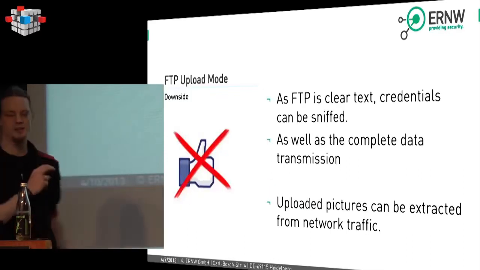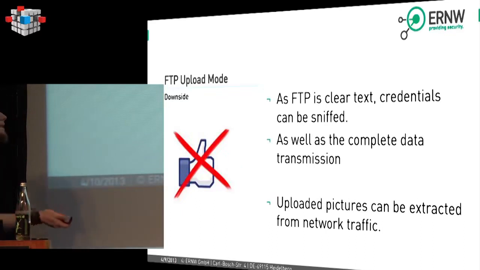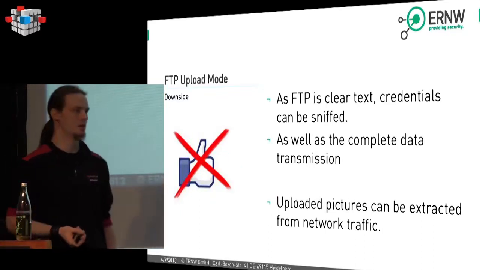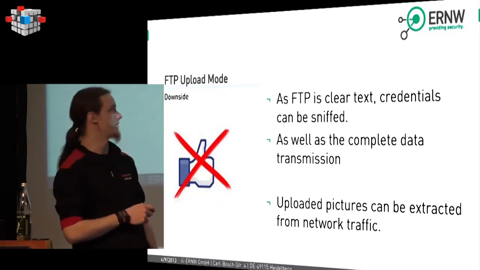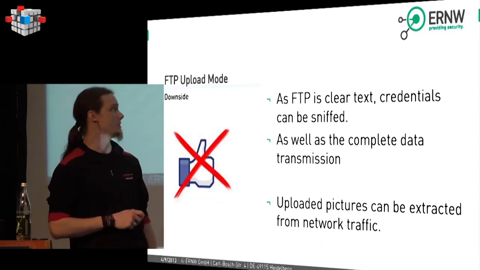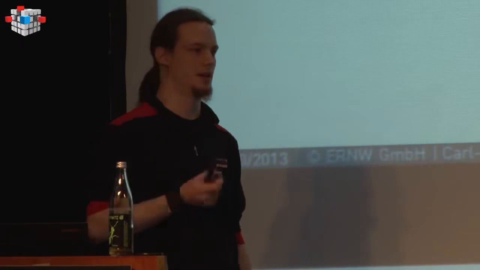Okay, so the downside with the FTP upload mode is, FTP is clear text. So once you get your hands on the data, you can easily extract all the credentials as well as the complete data transmission. So uploaded pictures can be extracted from a network dump. If you are able to sniff the data traffic of the camera in this communication mode, you will get all the images as well as all the credentials for the FTP server.